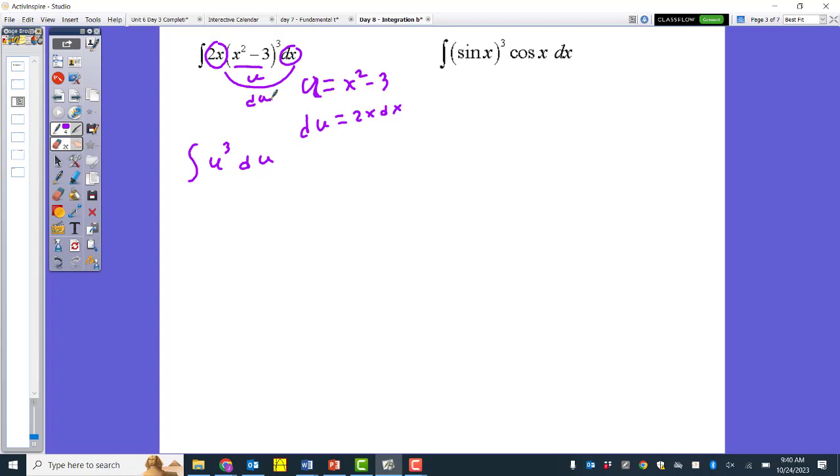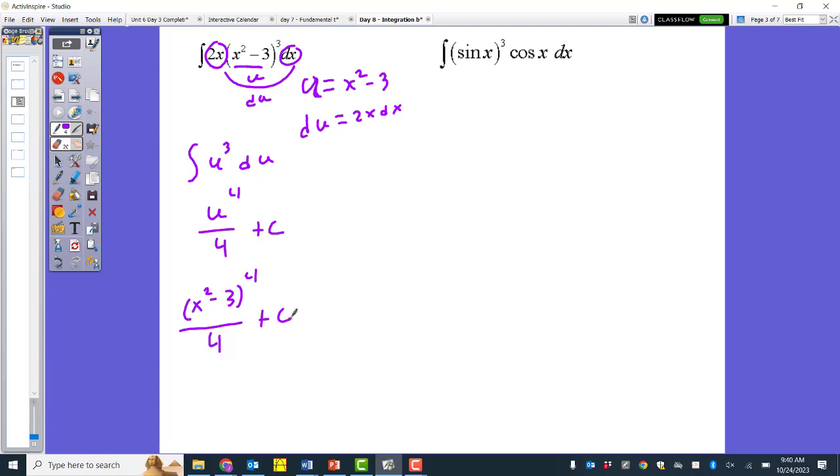And now we can do our basic power rule. So we'll add 1 to the exponent, u to the 4th, over 4, plus c. And then we'll plug back in our u, because we started with x, we want to end with x. We have x squared minus 3 to the 4th, over 4, plus c. And if we were to take the derivative of this, we'd do the chain rule, and we'd end up with that derivative of the inside, the 2x, back on the outside there.